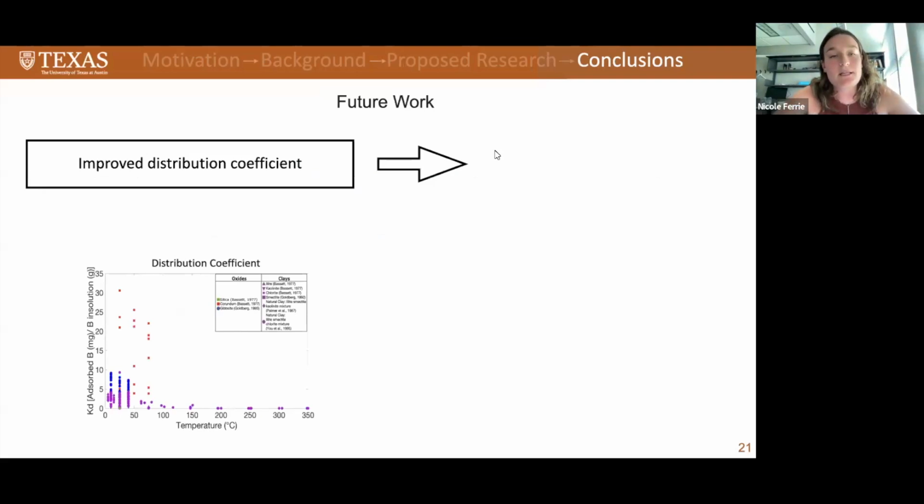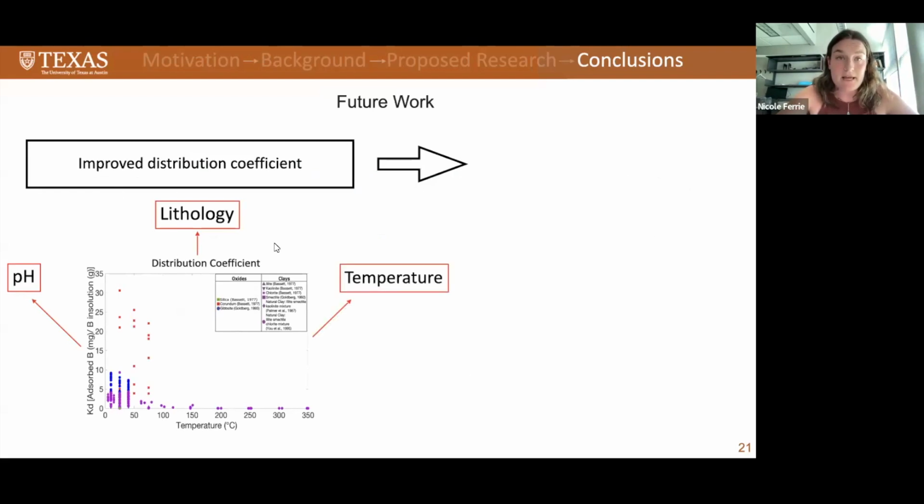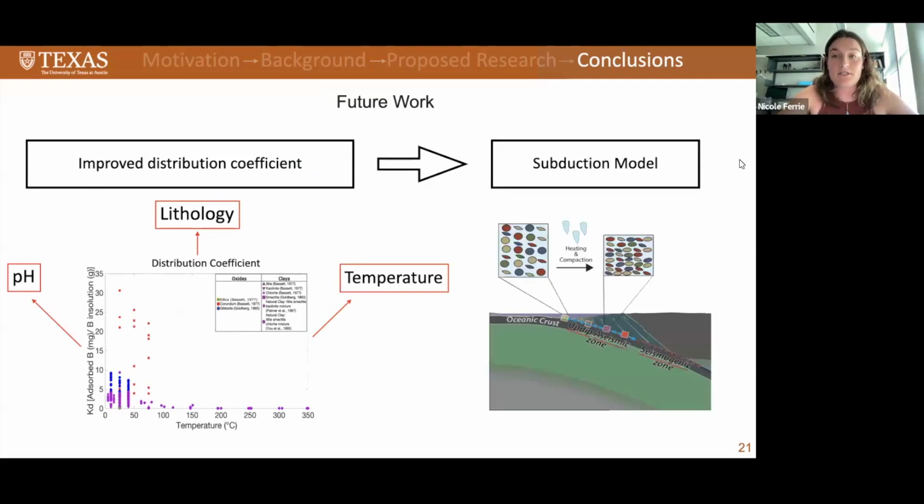So in the future, we would like to continue to do boron distribution coefficients on different lithologies at different pHs, and then expand our model to include temperature, and then take this improved distribution coefficient and plug it into a subduction zone model that also simulates heating and compaction to get a model that would represent what the boron distribution coefficient would be with fluid release at different depths.